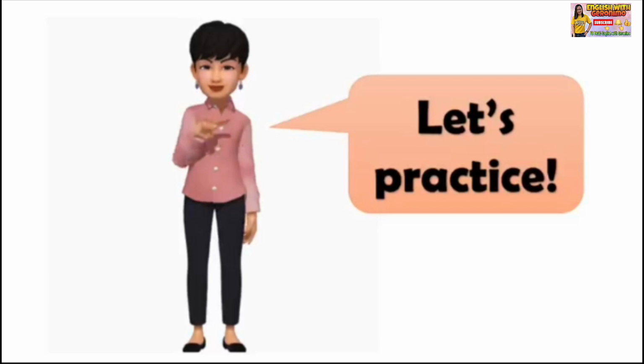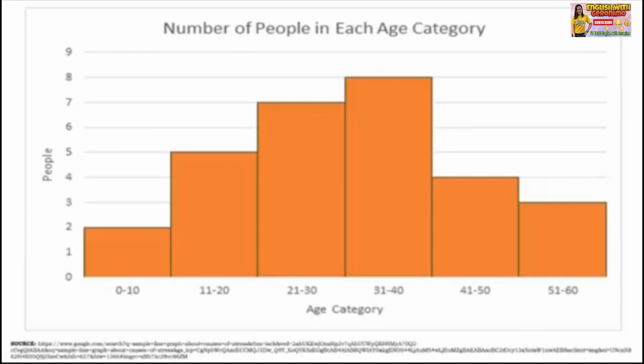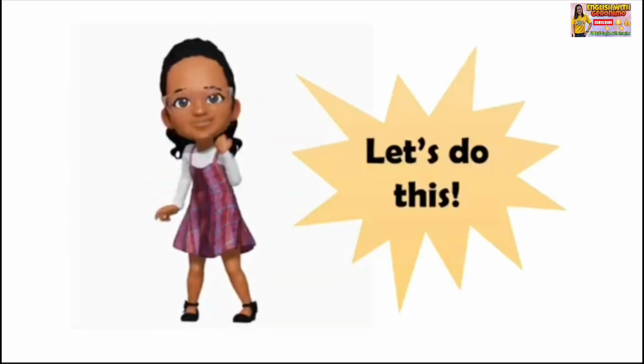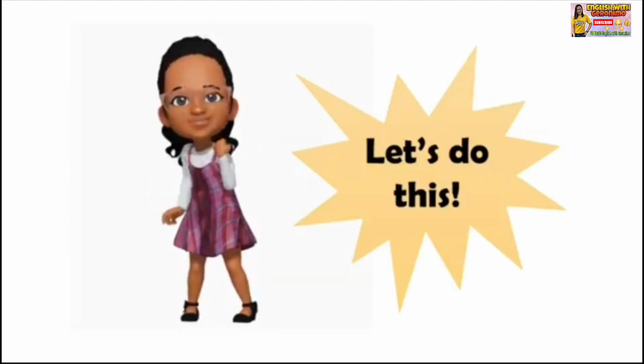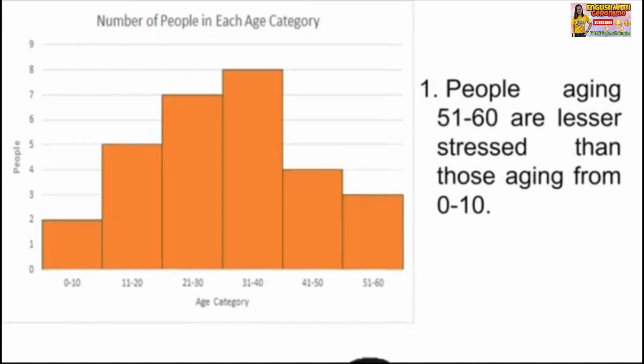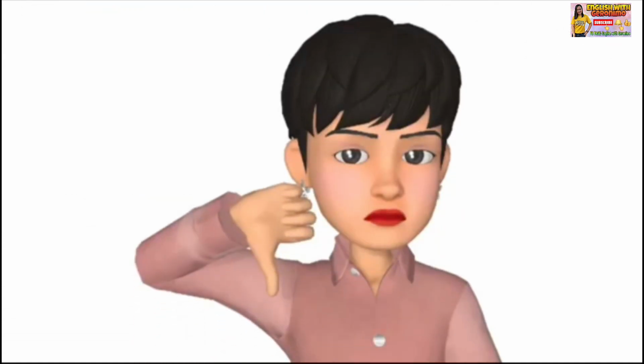Now, it's time to put everything to application and see how much you have learned today. The graph shows data about the age bracket and group of people who are more exposed to stress. Analyze the graph. Do the thumbs up if the statement is correct and thumbs down if the statement is incorrect. Ready? Let's do this. People aging 51 to 60 are lesser stressed than those aging from 0 to 10. The correct answer is a thumbs down.